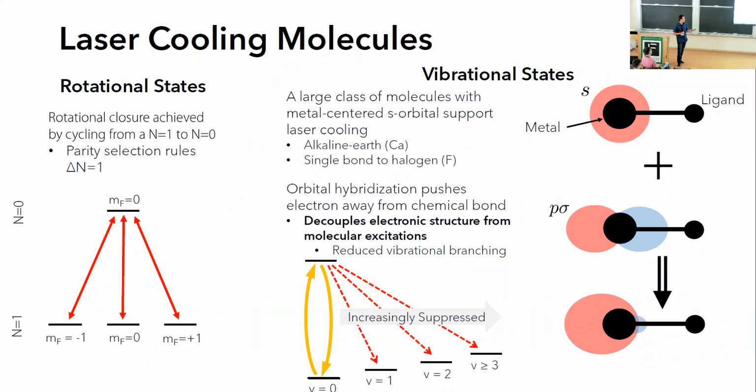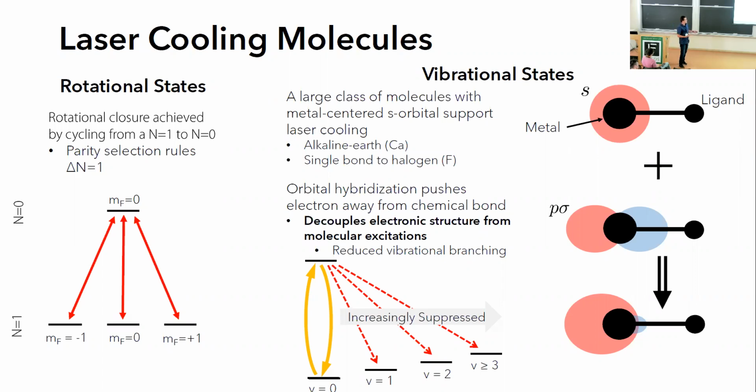So let's first look at the rotational states of these molecules. It turns out that rotational closure can be achieved by simply photon cycling from an n equal 1, and here n is the rotational quantum number, n equal 1 to n equals 0 state. And because of parity selection rules, this will always decay back to the n equal 1 state. And this means now you're rotationally closed in your photon cycling. As far as vibrational states are concerned, unfortunately, there are no nice selection rules like this. But it turns out there's actually a very large class of molecules that support laser cooling.